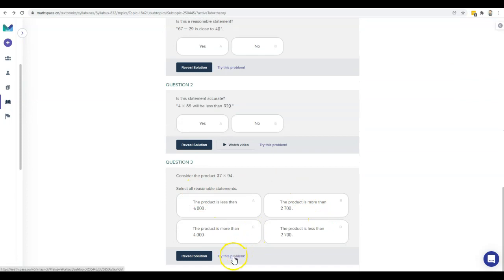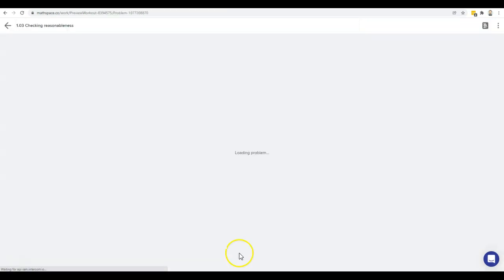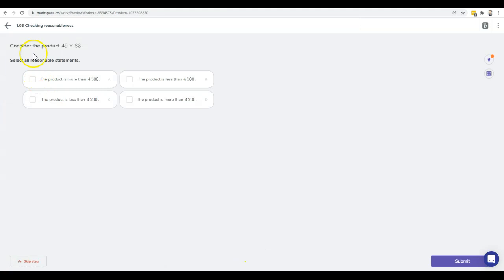Okay, so here's our last one. Let's have a look at that question as well. So here it says, consider the product. Now, product, if you can't remember, means multiplication. So product is numbers that are going to be multiplied together. So consider the product of 49 multiplied by 83. So we can see it is a multiplication. Now select all of these reasonable statements.